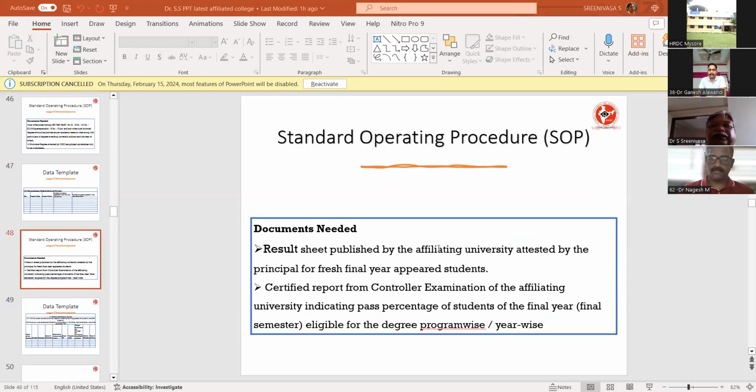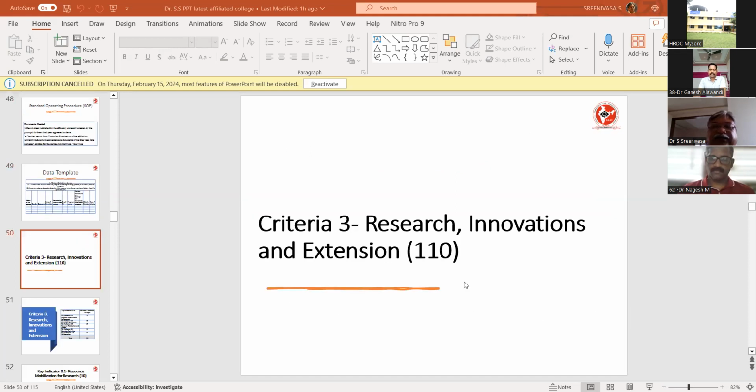Now we will come to the third criteria, Barana sir. The third criteria is related to research, innovation, and extension. The weightage for this third criteria is 110 marks. That is 440 marks for research, innovation, and extension.